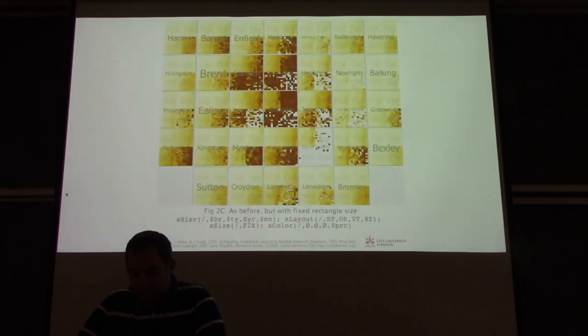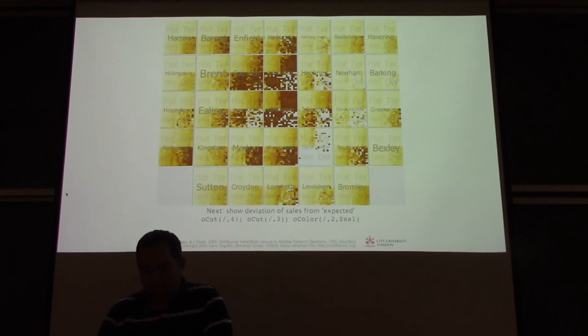The detail of property types can now be resolved more easily, even where sales are low. To study how much each borough differs from the average ratio of property type sales, we will hypothesize that all boroughs will have the average ratio of sales, establish this as a baseline, and then color by the deviation of sales from this using a signed chi statistic.